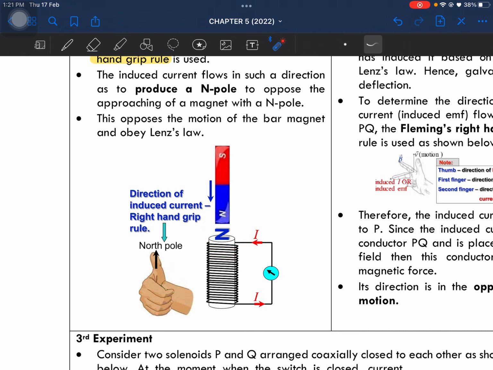It is because it is trying to oppose the approaching magnet. The magnet here is a north pole, and this induced current tries to produce a north pole here so that it pushes away, so it is unapproachable, so that it is trying to oppose this magnet from coming towards it. So this opposes the motion of the bar magnet, hence telling us that it obeys Lenz's law.